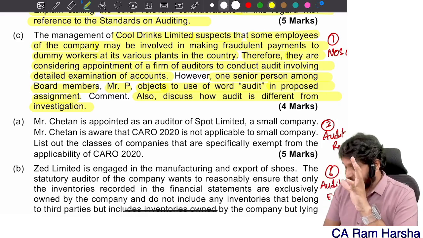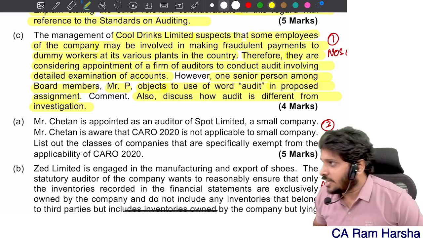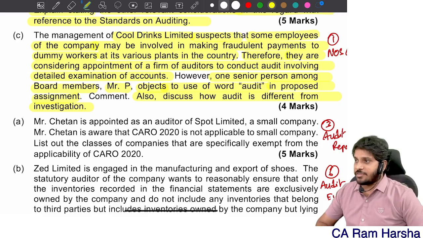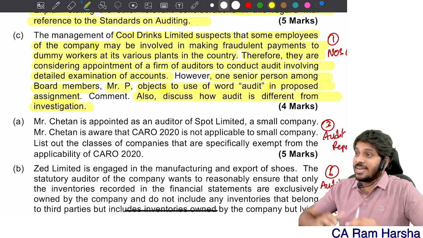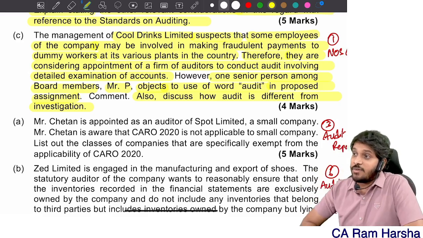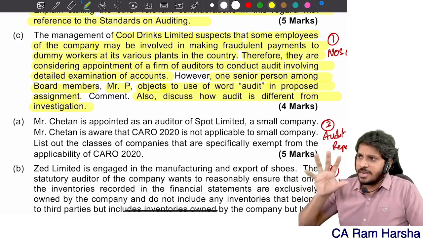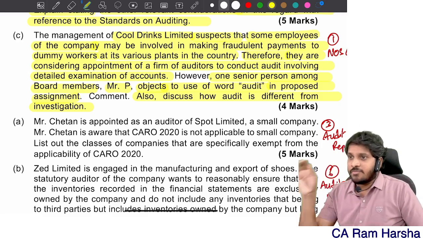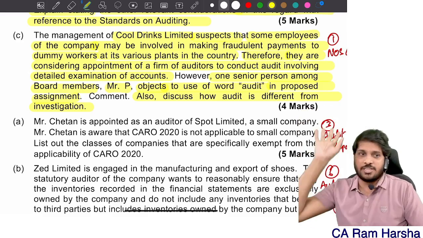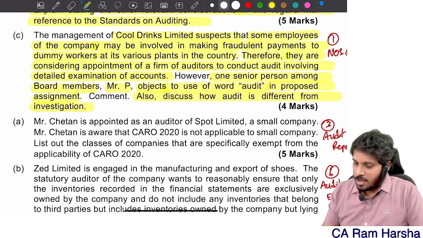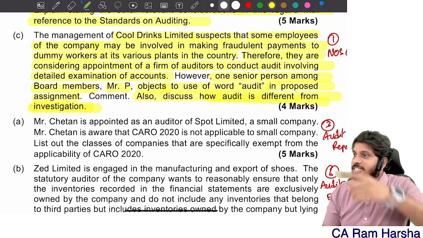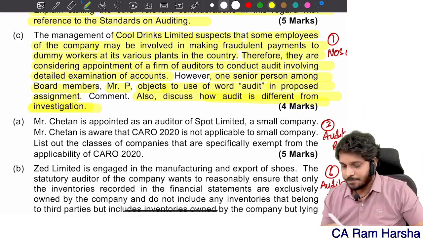Investigation is about establishment of a fact, whereas audit is about giving an opinion on the financials, whether free from MMS. In audit, we give only reasonable assurance, whereas in investigation, we will give absolute assurance. In investigation, it's only a specific area, whereas in audit, it is all areas of the financial statements. They're asking the difference between audit and investigation, a straight question.